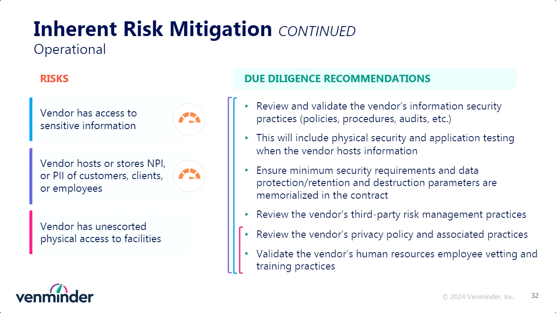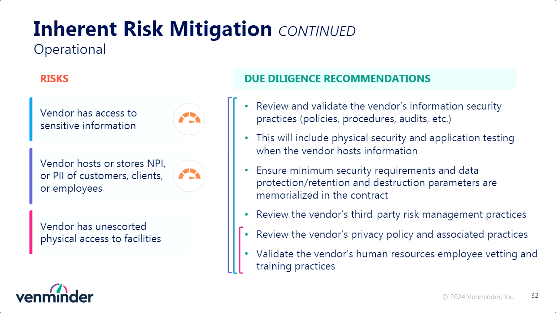Here are some examples of operational risk, such as the vendor having access to sensitive information or hosting or storing non-public information. If you'll remember, that symbol means that these risks might prevail above all other risks and automatically rate the vendor as high risk. So due diligence for a vendor that has access to sensitive information would be all of these recommendations, like reviewing and validating the vendor's InfoSec practices and making sure security requirements are included in your contract.